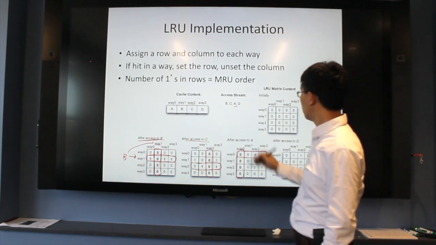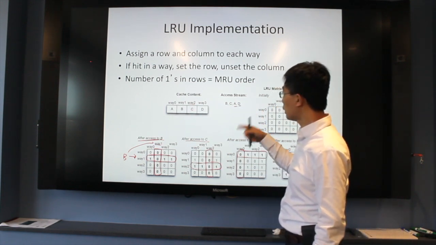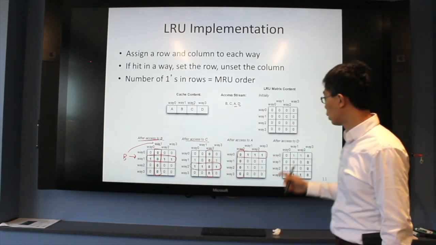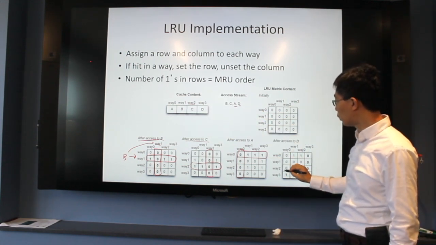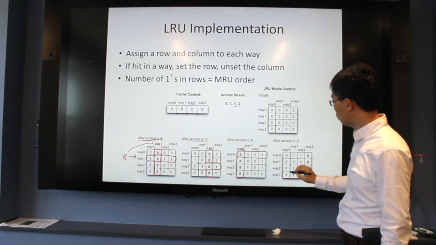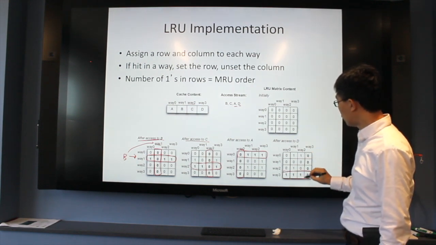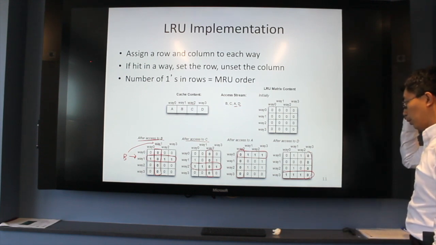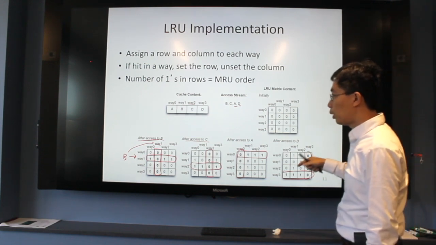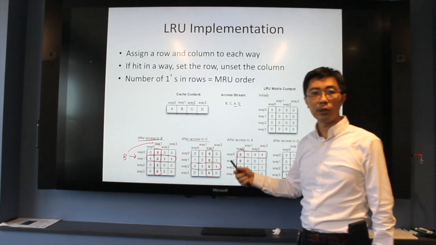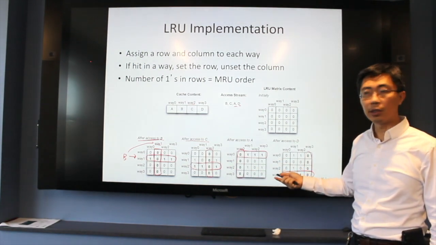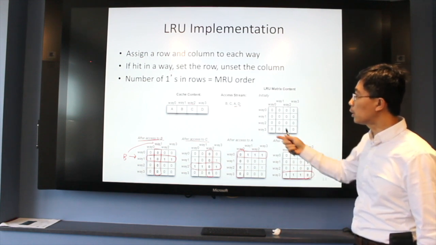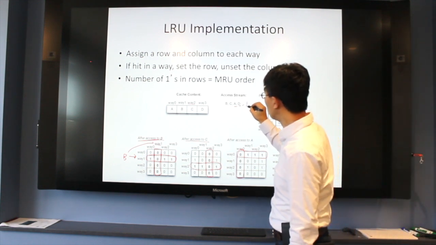Now, suppose the next access is D, and we find that D is in way 3. So we go to the 4th row, set it to 1, and then reset the 4th column to 0. Okay? Now, from here, we already know which block is the LRU block. So let's say we have access to E.